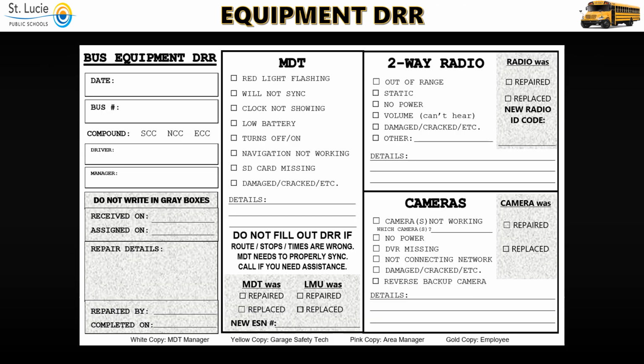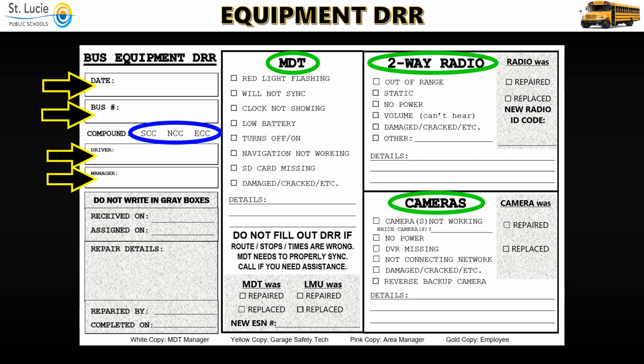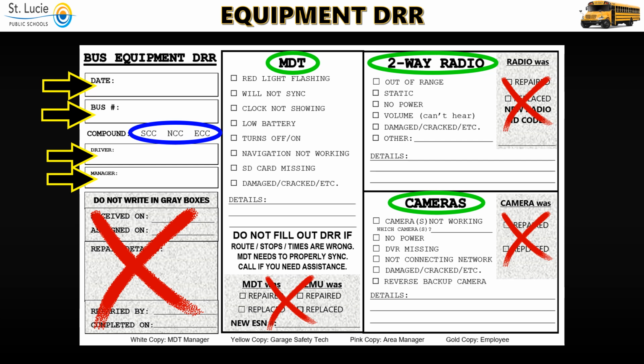Let's take a look at the equipment DRR that was implemented last school year. Notice this is just for reporting MDTs, two-way radio, and camera issues. When completing the form, please be sure to fill out all the needed information, such as the date, the bus number, your name, area manager, and what bus your compound is parked out of. This helps us assign technicians to complete the repairs. And please do not mark in any of the gray boxes, as those are for repair notes.